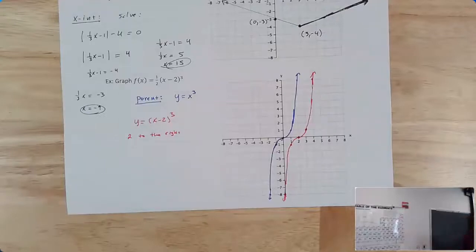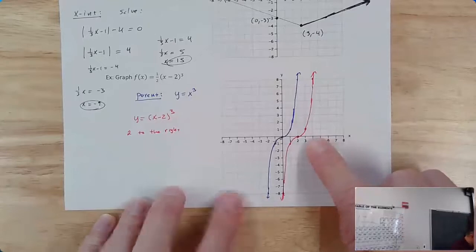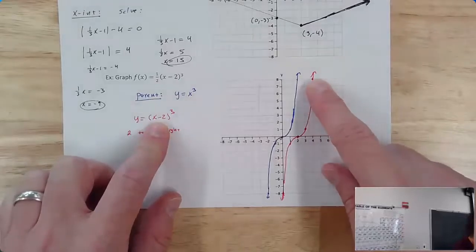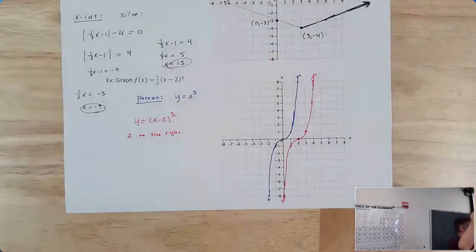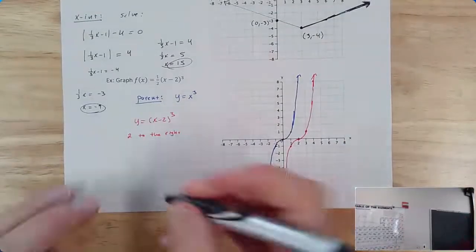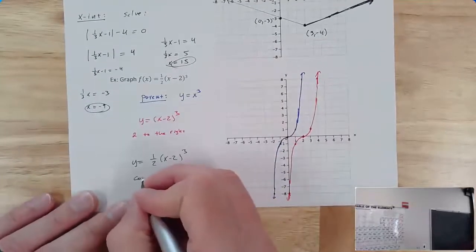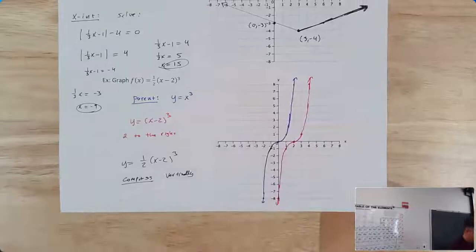So if I do (x minus 2) cubed, I move everything 2 to the right, and then multiplying by 1/2 makes all the resultant y values smaller by a factor of 2. For example, for this red graph, if I plug in x equal to 4, I get (4 minus 2) cubed, which is 2 cubed, which is 8. But then 1/2 times 8 gives me a 4. So all my y values are getting squashed down by a factor of 2. So my final graph, 1/2 times (x minus 2) cubed, compresses vertically. All my y values are half of what they were.